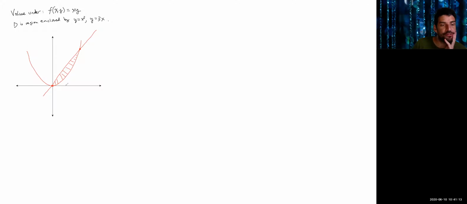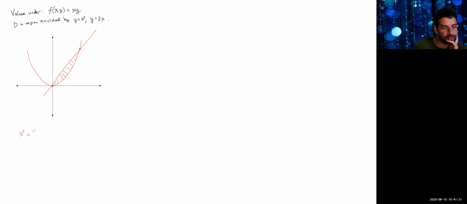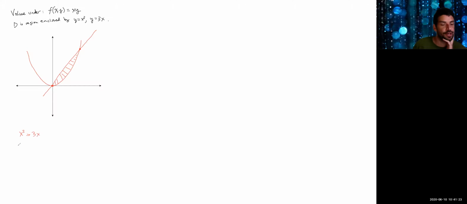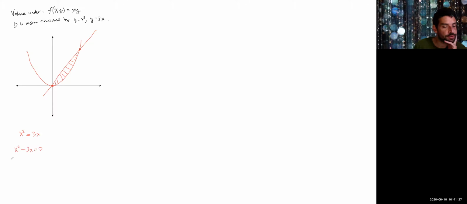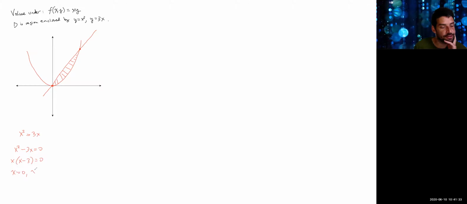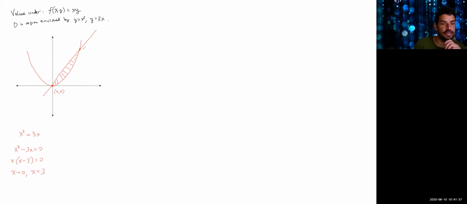Okay, so let's find out the intersection points. It's worth doing the algebra in case it's been a while. So we just want to find where these two functions are equal. We can factor out x, we get x times x minus 3, which gives us two solutions, x is 0 or x is 3. So it's easy enough to plot these points.